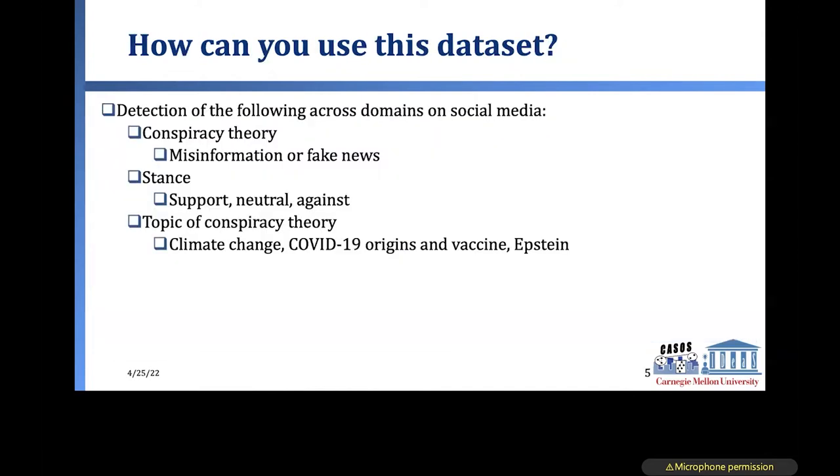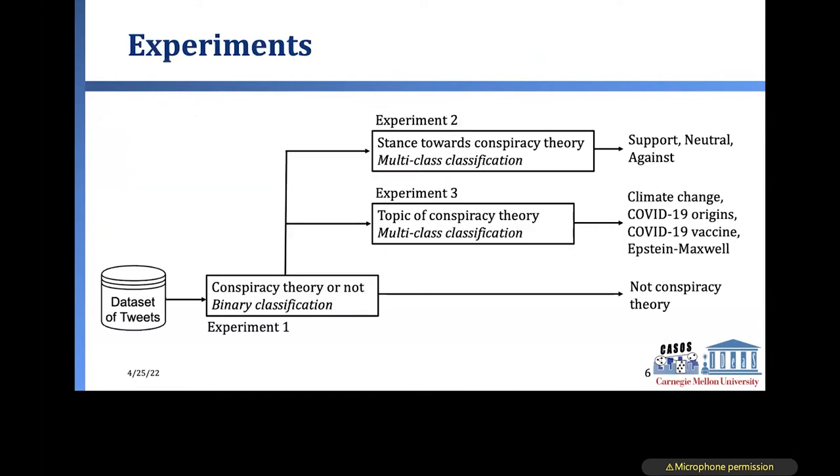So how can you use this data set? Well, you can detect the following across domains or topics on social media. First, conspiracy theory or not. Second is stance. And then, of course, the topic of the conspiracy theory. And the four topics, again, are climate change, COVID-19 origins and vaccine, and Epstein. And we do exactly that to show how this data set can be used.